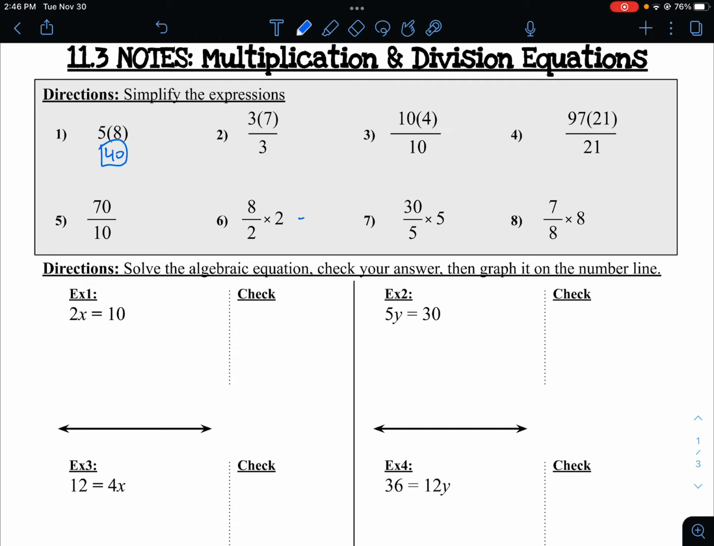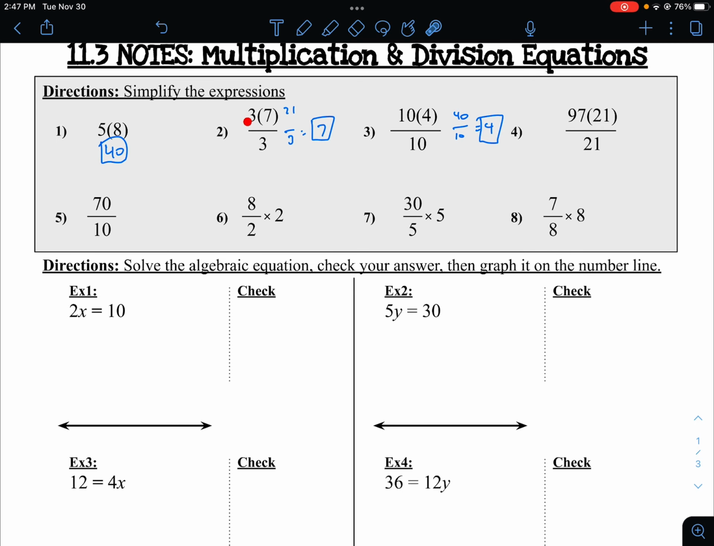Now what's 3 times 7 divided by 3? Well, 3 times 7 is 21, and if I divide that by 3, I just get 7. What's 10 times 4 divided by 10? Well, 10 times 4 is 40. Divide that by 10 is just 4 again. Do you notice a pattern here? If I multiply 7 by 3 and divide by 3, I'm left with 7. If I multiply 4 by 10 and divide by 10, I am left with 4.